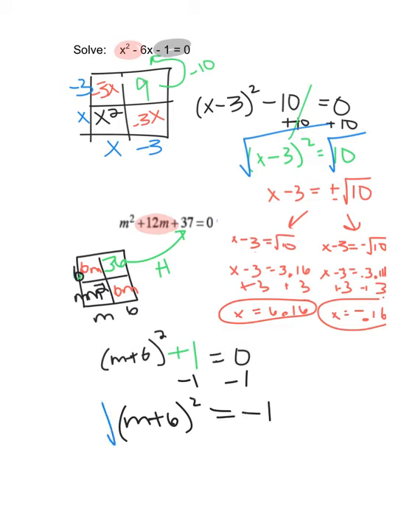And to get rid of the squared, we will do the square root. So we get m plus 6 is equal to, and then when we reach this point, the square root of negative 1. You cannot square root a negative number. As of now, it is called a no solution.